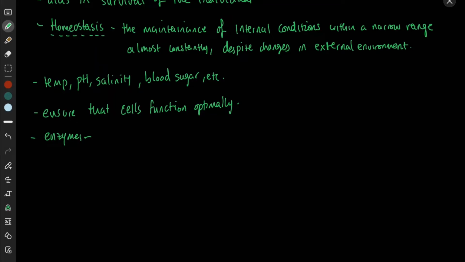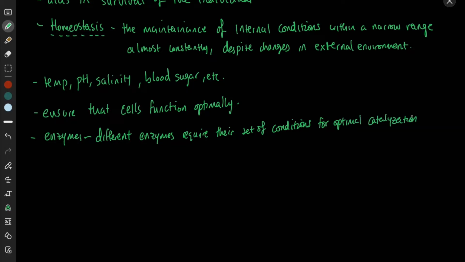And something about enzymes is that different enzymes require their own set of conditions for optimal catalyzation of reactions, right? So for example, a good example is pepsin, right? Pepsin is an enzyme that's found in the stomach.